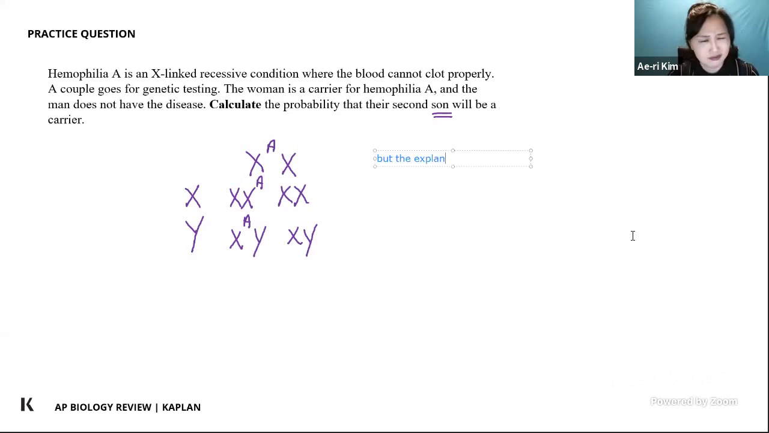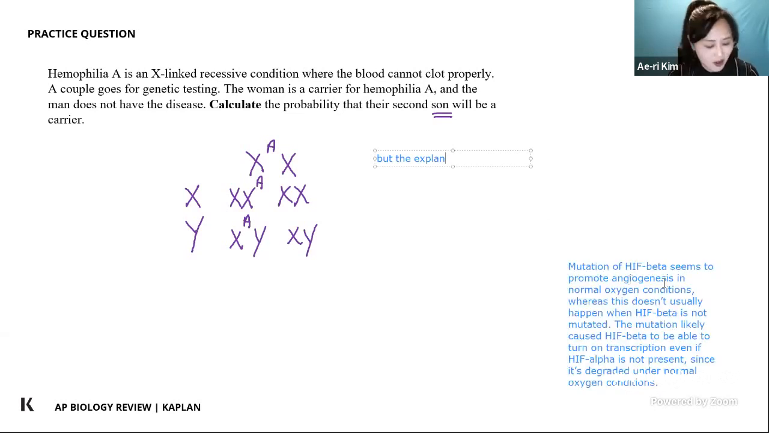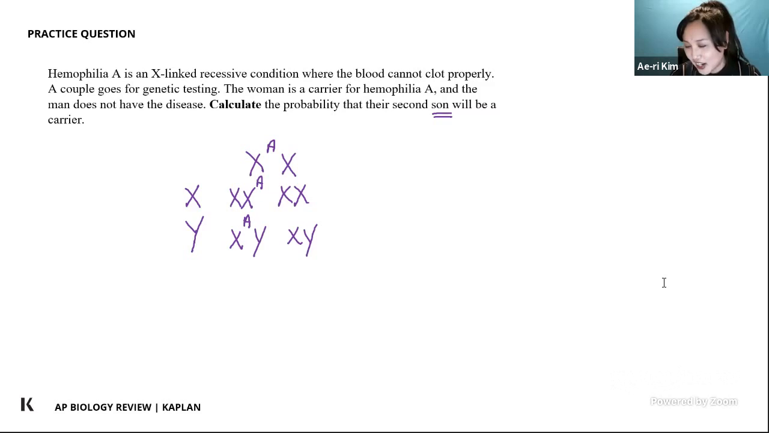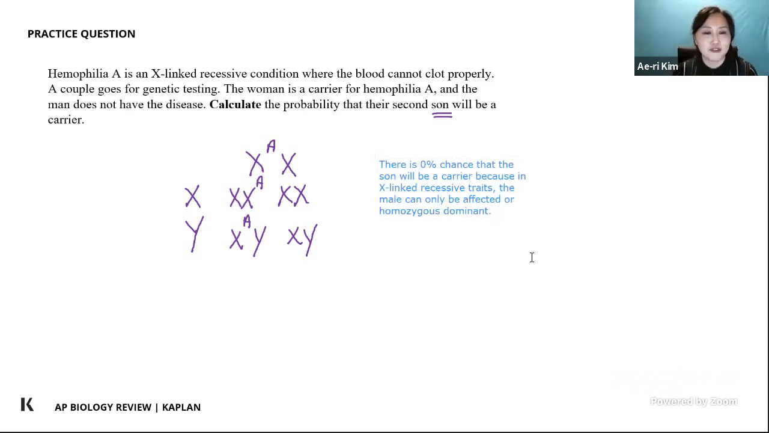Let's try this again. I also realized, team, that I might have given the wrong explanation a little bit earlier for the previous question. So that's okay, it's all good. So there's a 0% chance that the son will be a carrier, because in X-linked recessive traits, the male can only be affected or homozygous dominant, no phenotype. You got it, okay?